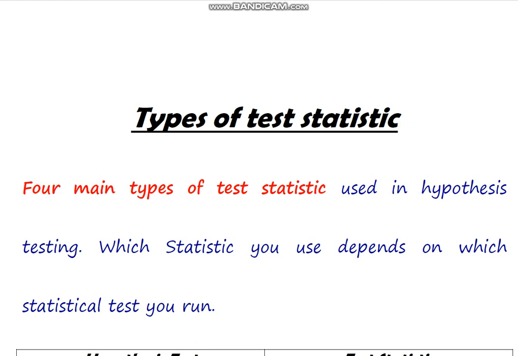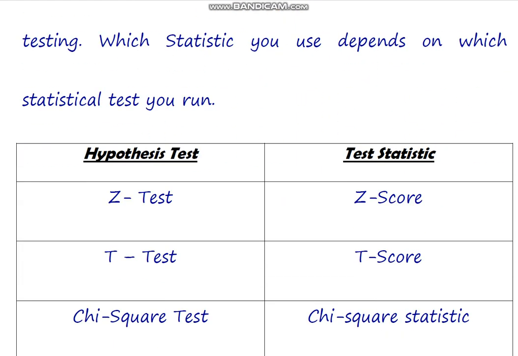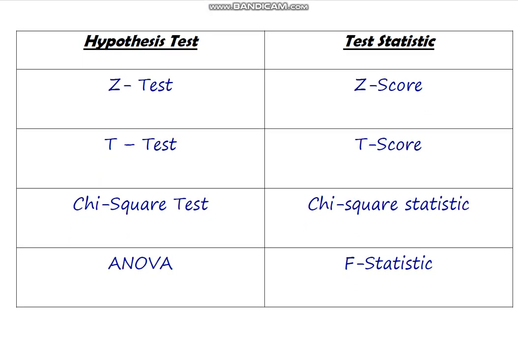There are four types of test statistics in hypothesis testing. First, z-test, its test statistic is the z-score. Second, t-test, its test statistic is the t-score. Third, chi-square test, its test statistic is the chi-square statistic. Fourth, ANOVA, its test statistic is the F statistic. In upcoming videos we will discuss all these hypothesis tests in detail.